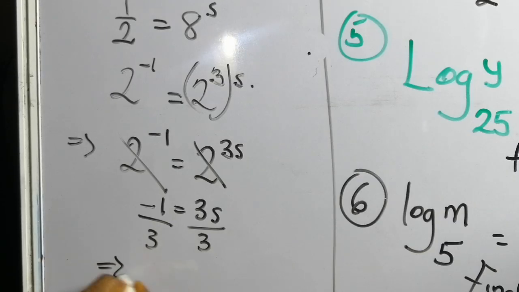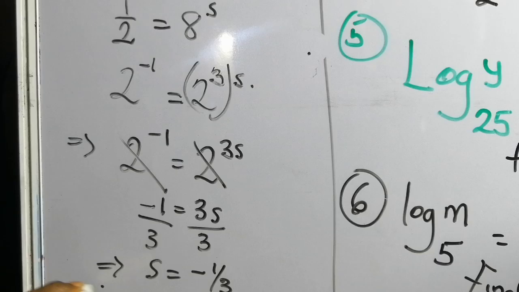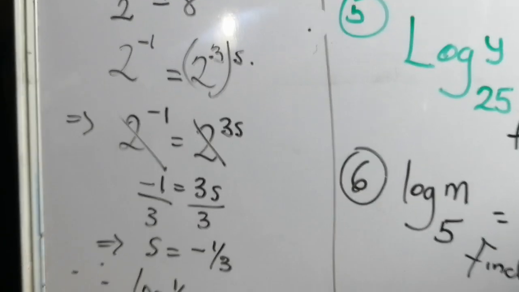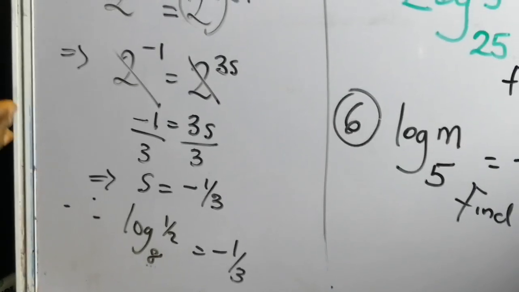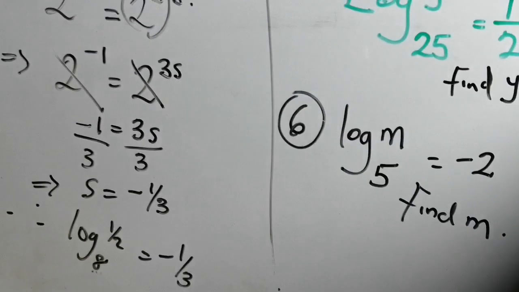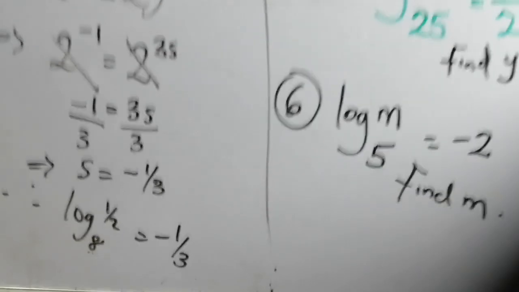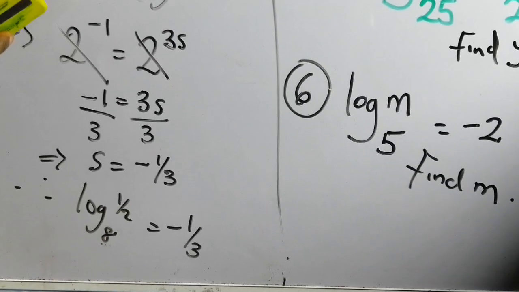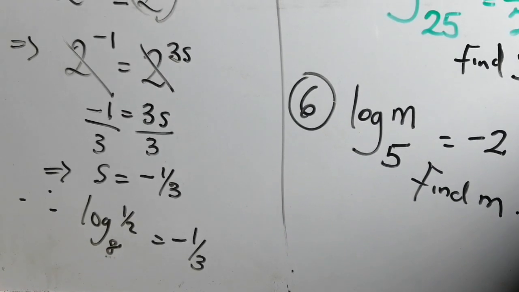So that implies that your x equals minus 1 over 3. You now say, therefore, log half base 8 equals minus 1 over 3. It's as simple as that. You can see that it's not hard. It's just straightforward, and I believe it's clear since we've done two. We've also done something on this too. So number 3 is cleared.